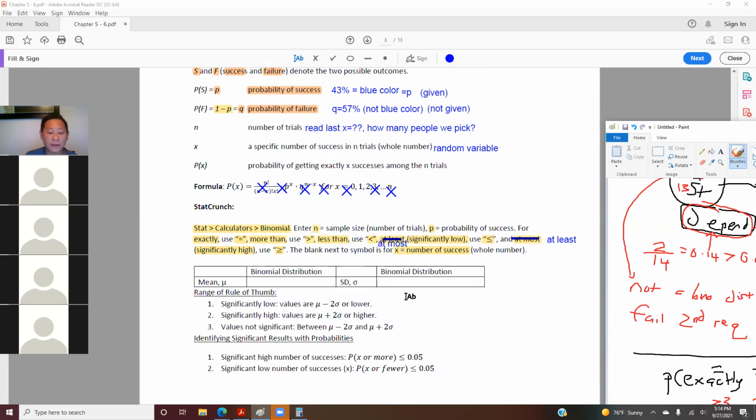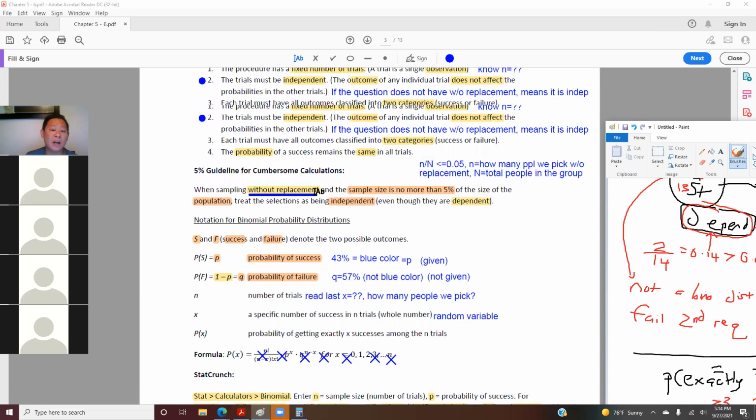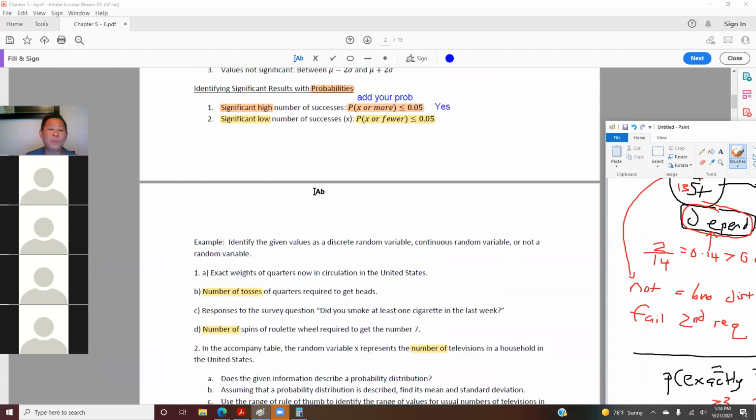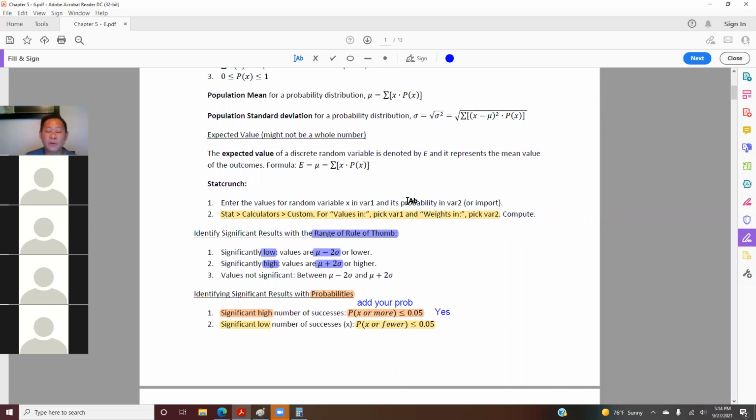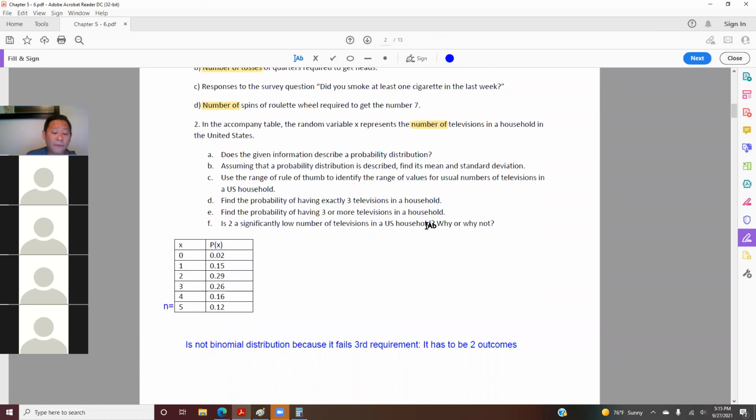Mean and standard deviation. There is a way for us to find the mean and standard deviation. You do it early on in this section 5.1. To find them, you enter your random variable x in var1, and then enter your probability in var2 or import it from your data. Then you go to stat, calculator, custom. You can do it, it's not a problem, but there is a shortcut for it.